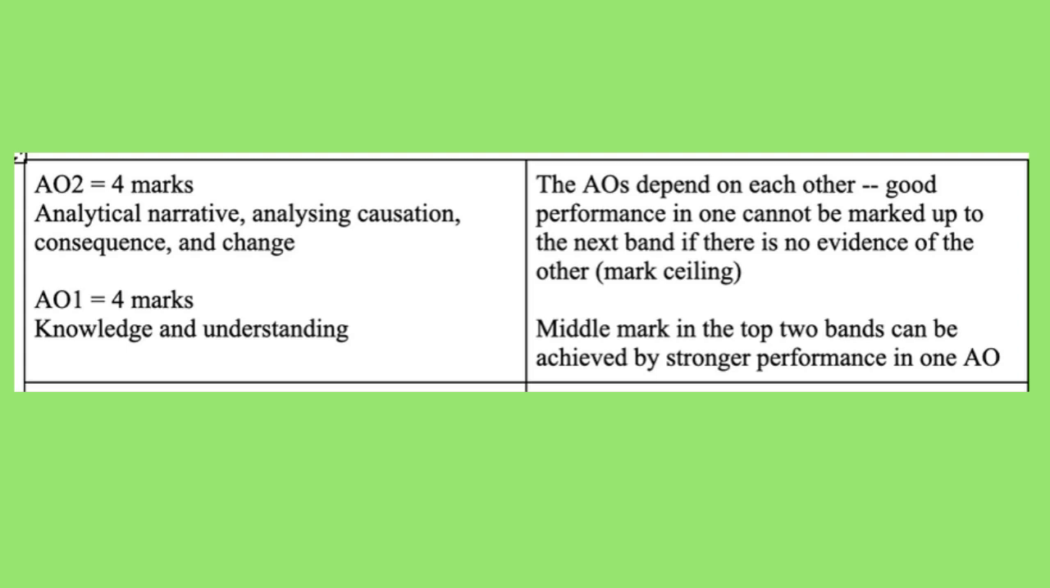That brings us on to AO1, which is worth the other 4 marks, and that is for your knowledge and understanding. So you can, of course, use the stimulus points, but there are some mark ceilings in this question, which means that you can't score as highly if you don't bring in your own knowledge and show that you've got a really good understanding of the topic.